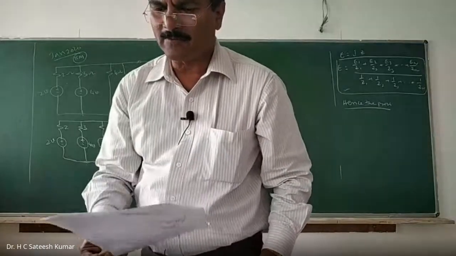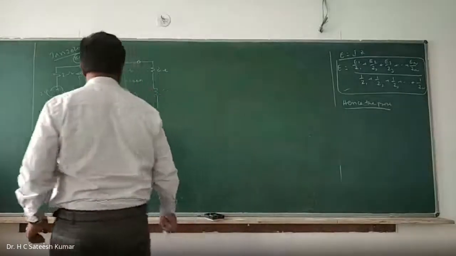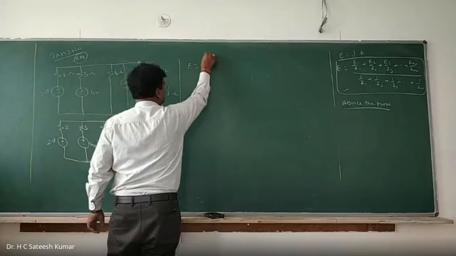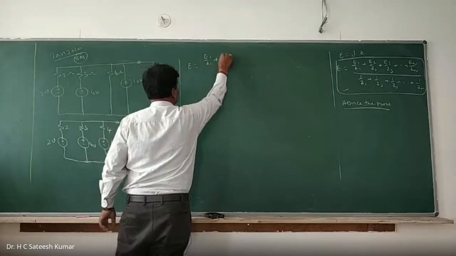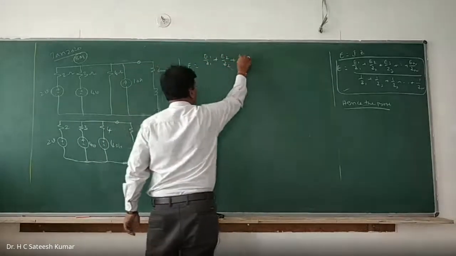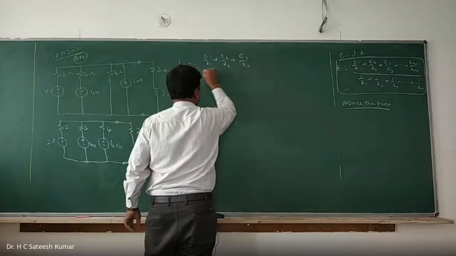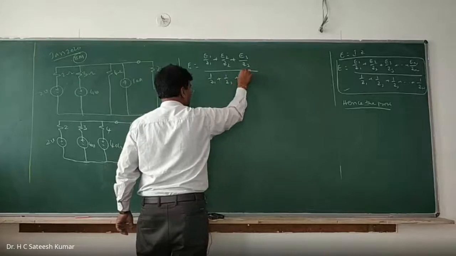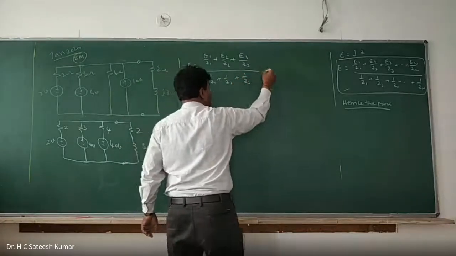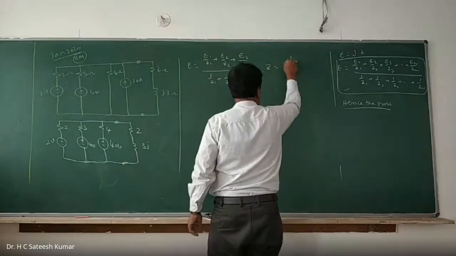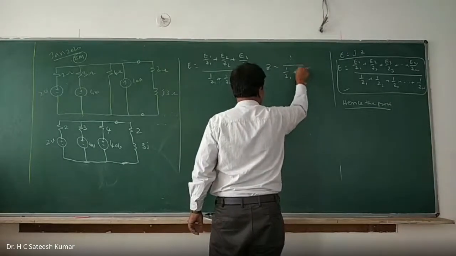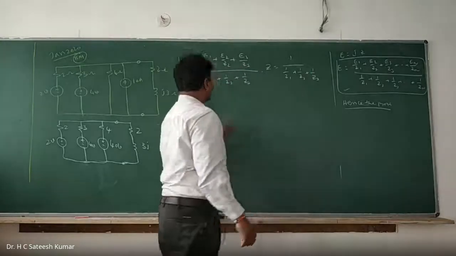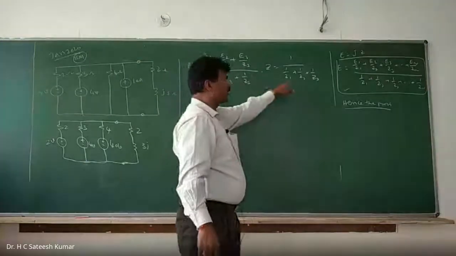Yeah, right, no problem. So now we'll have to find out E and Z. E is equal to what? E1 by Z1 plus E2 by Z2 plus E3 by Z3 divided by 1 by Z1 plus 1 by Z2 plus 1 by Z3. And Z is equal to 1 divided by 1 by Z1 plus 1 by Z2 plus 1 by Z3. Okay, first anyhow this one is required now. Therefore, first I'll calculate Z itself.